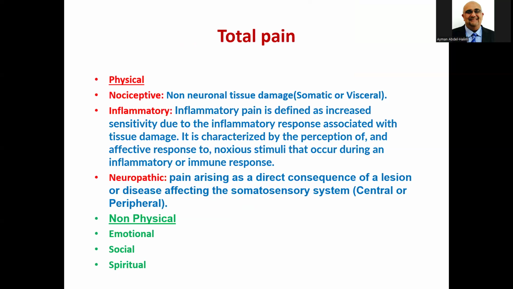As far as physical pain, we have three types. It could be nociceptive, inflammatory, or neuropathic. Nociceptive means non-neuronal tissue damage, somatic or visceral. Inflammatory is defined as increased sensitivity due to the inflammatory response associated with tissue damage. Neuropathic pain arises as a direct consequence of a lesion or disease affecting the somatosensory system, whether central or peripheral. And then we have the non-physical that we just talked about: emotional, social, and spiritual.